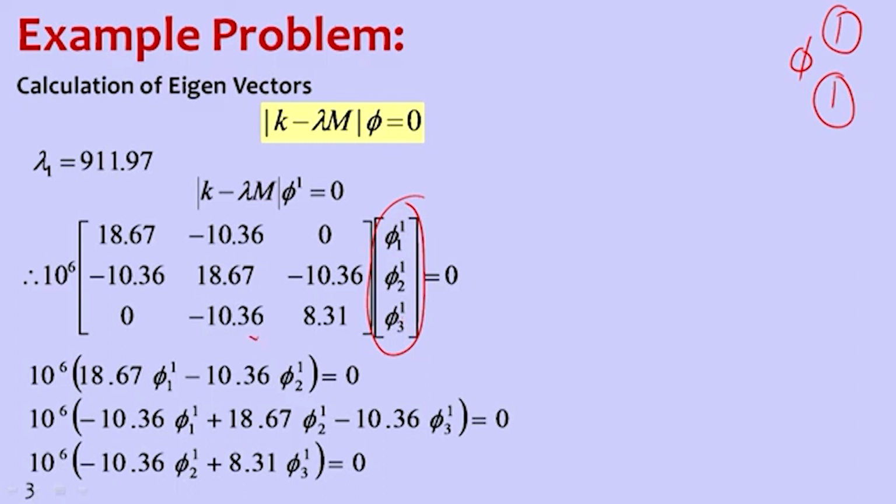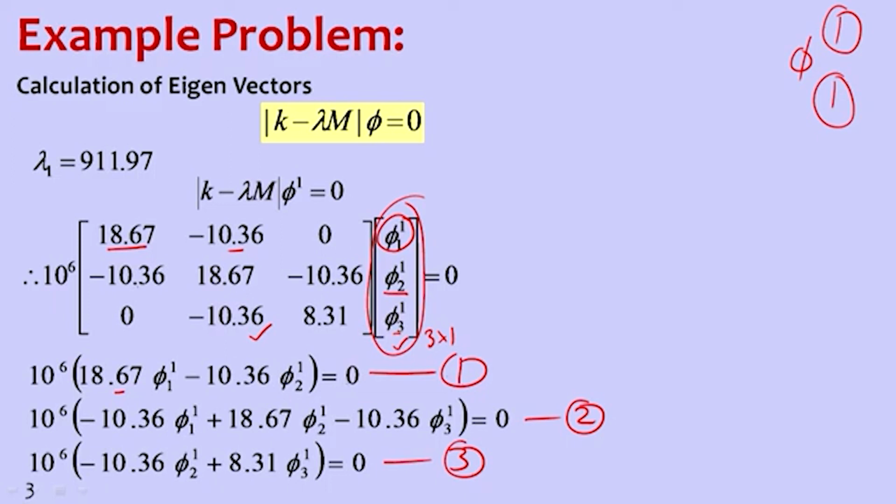When I multiply this matrix, which is nothing but K minus lambda M, with the phi 1 vector, the 3 by 1 matrix, I will get these 3 equations: first, second and third. Let us calculate one equation. 18.67 multiplied by phi 11 gives the first term, minus 10.36 multiplied by phi 12 plus 0 into phi 13. Since it is 0, there is no need to calculate. So this will give me the first equation.